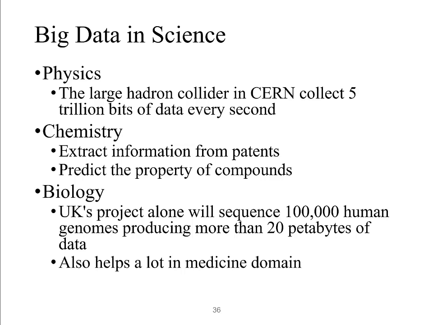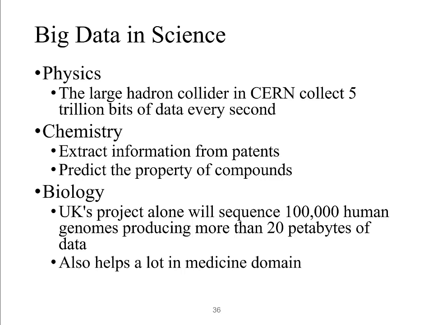Nowadays, machine learning techniques have already been used in many different science departments. And when you use machine learning techniques, you definitely need a large amount of accurate data. So that's how big data could be helpful. For example, in physics, the Large Hadron Collider at CERN collects 5 trillion bits of data every second. That is hundreds of petabytes of data every year, a really large volume of data that could support the development of physics.